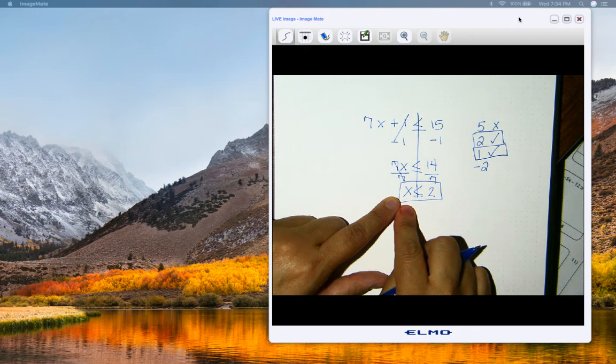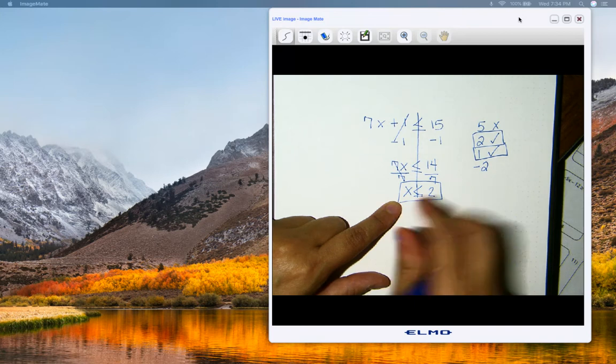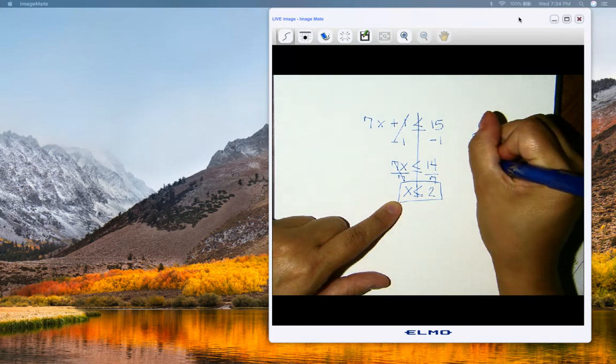Is negative 2 less than or equal to 2? Yes, negative 2 is less than positive 2.